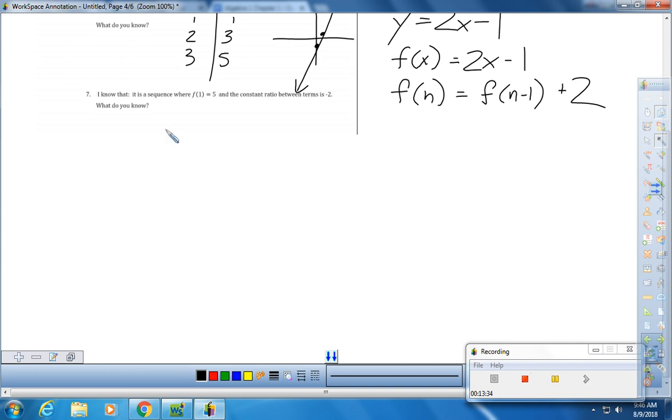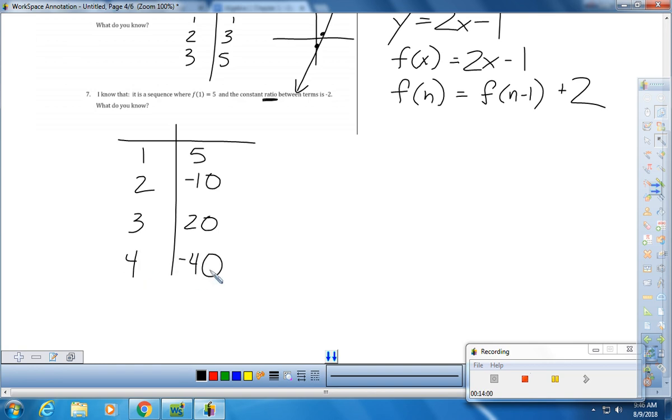F of 1 is negative 5. The constant ratio, not difference, the constant ratio. So F of 1 is 5. The second term, well, we'll have to multiply the previous term by negative 2, so negative 10. The third one is positive 20. The fourth one is negative 40.